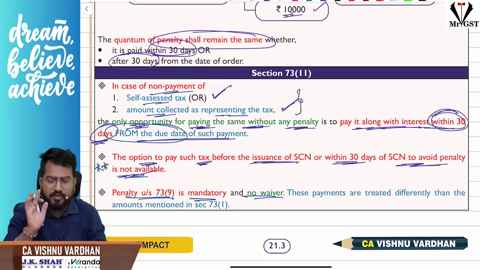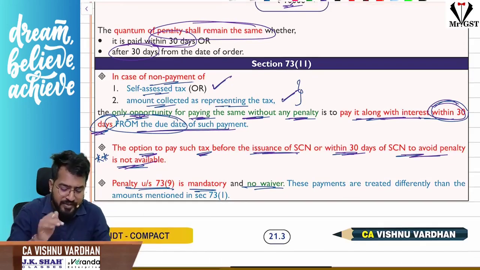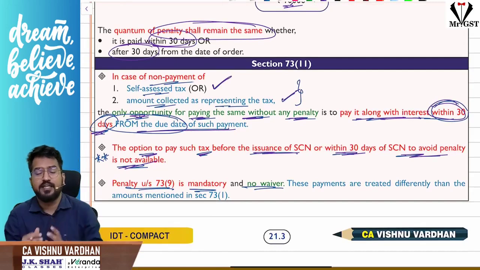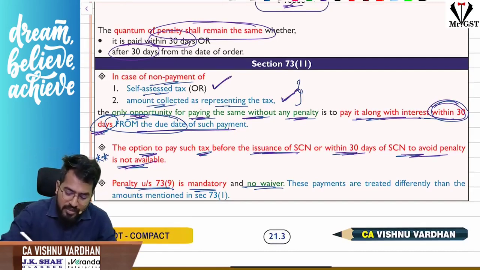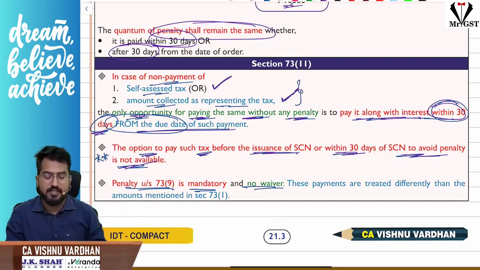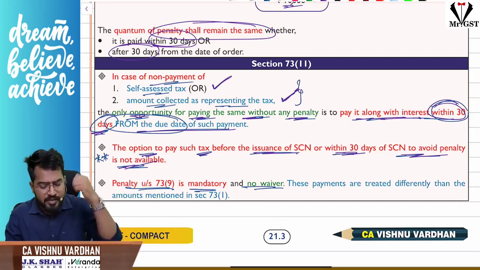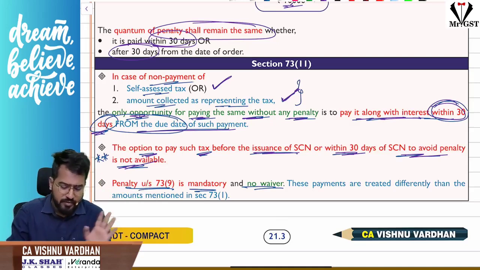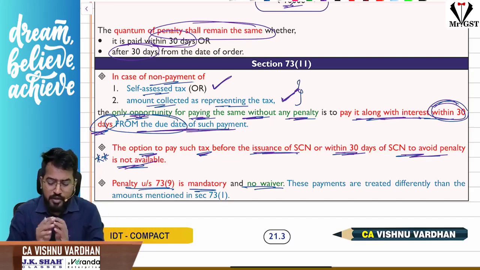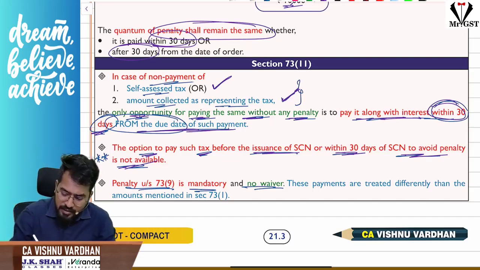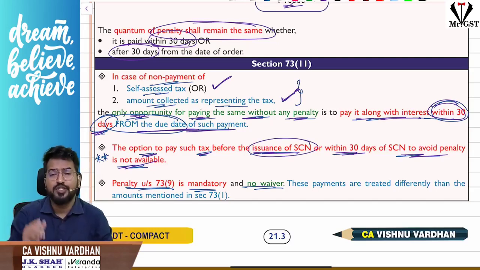This is a very, very important point. Please be careful here. Suppose there is non-payment of tax you have already assessed. Sir, my liability is this much. That amount, or any amount collected as representing tax from the customer, should be paid within the due date. Or if you are paying it after the due date, you should pay along with the interest. You cannot bring that here in section 73, sir, before issuing the show cause notice or within 30 days from show cause notice.